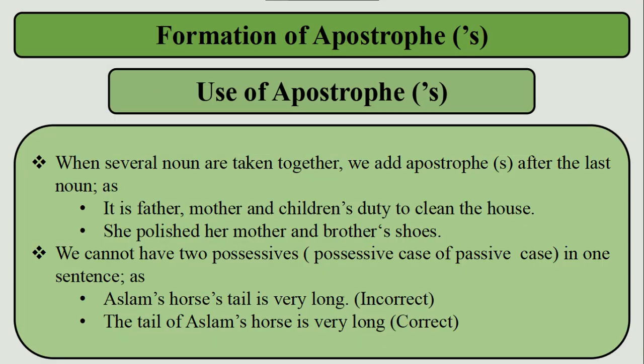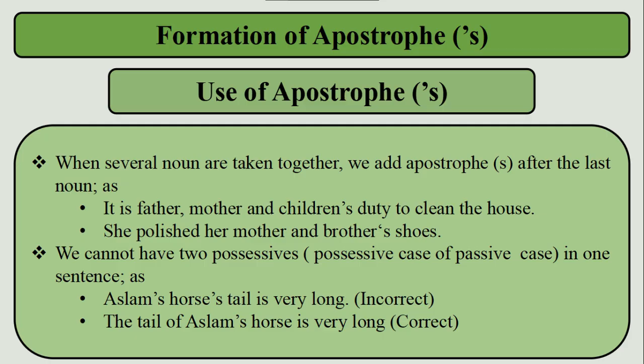And another key point, if you have multiple nouns possessing something together jointly. Like a family's duty. Exactly. You put the apostrophe s only on the very last noun in the list. It is father, mother, and children's duty. Or she polished her mother and brother's shoes, implying they share the shoes, perhaps. Or she polished shoes for both. The possession is linked to the final noun. Got it. Only the last one gets the s.